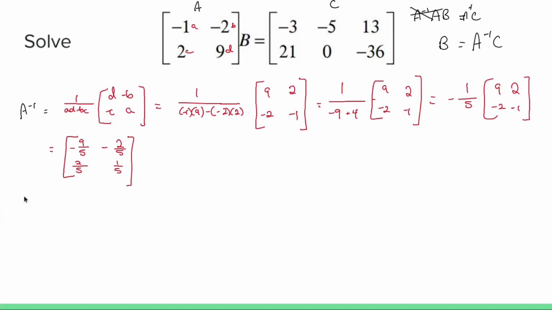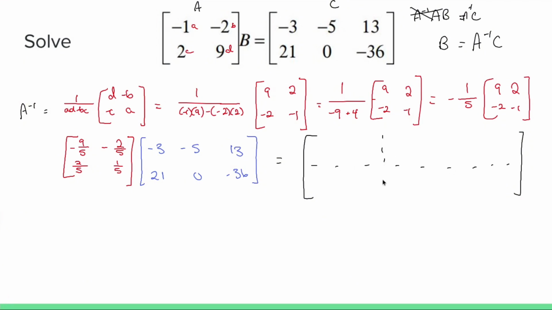What I could do, since everything's kind of where it needs to be, is I'll just take A inverse and multiply it to C. So here's C: negative 3, negative 5, 13, 21, 0, and negative 36. We have ourselves a 2 by 2 being multiplied to a 2 by 3, which is perfectly legal. So at the end of the day, we'll get a 2 by 3. So let's give that all the space we can. 2 rows, 3 columns.